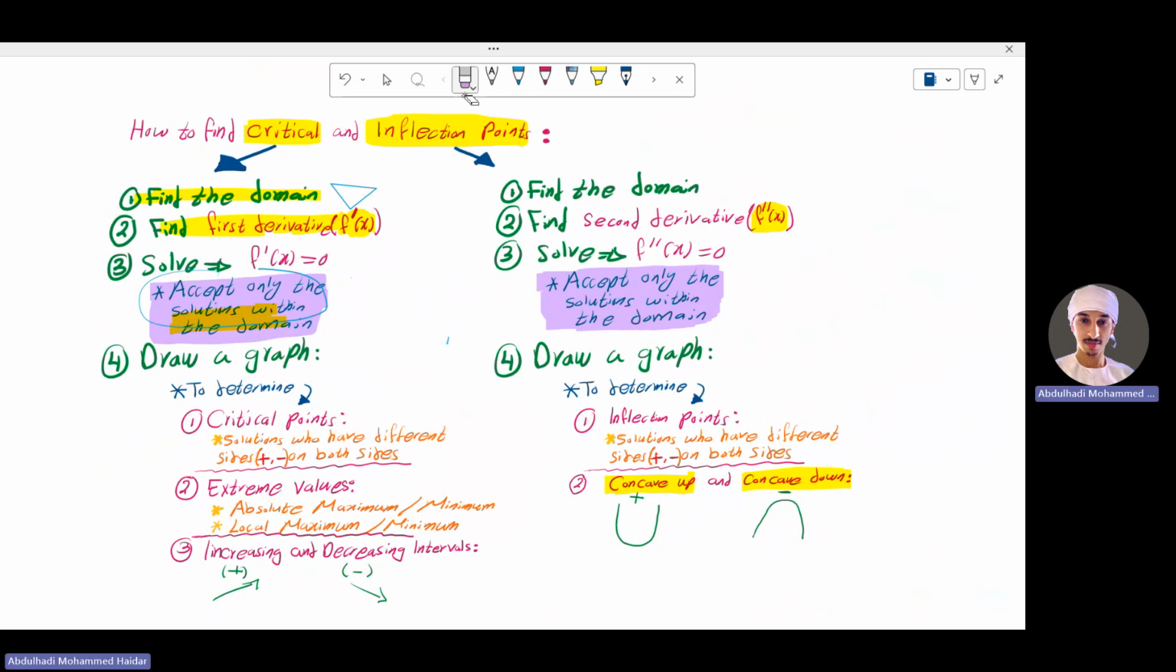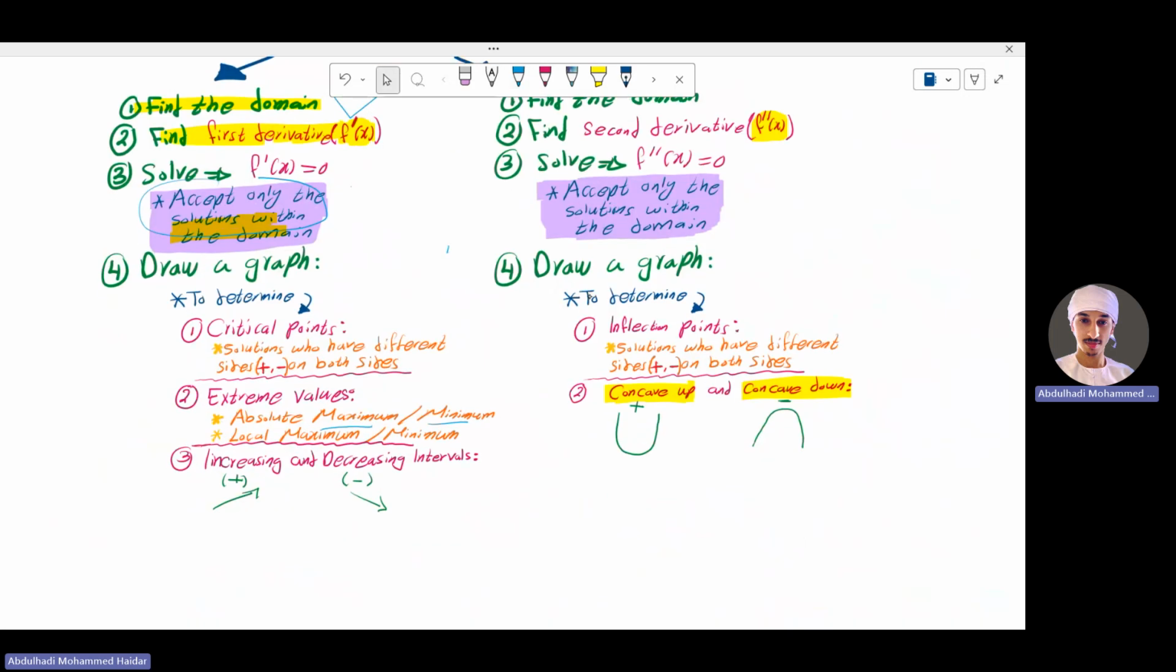Then you are going to draw a graph. Later you are going to determine the critical points, the solutions that have different signs on both sides, like plus, minus, or minus, plus. And then you are going to determine extreme values, two types: absolute maximum or absolute minimum, and the second one, local maximum or local minimum. And the last one is the increasing and decreasing intervals.